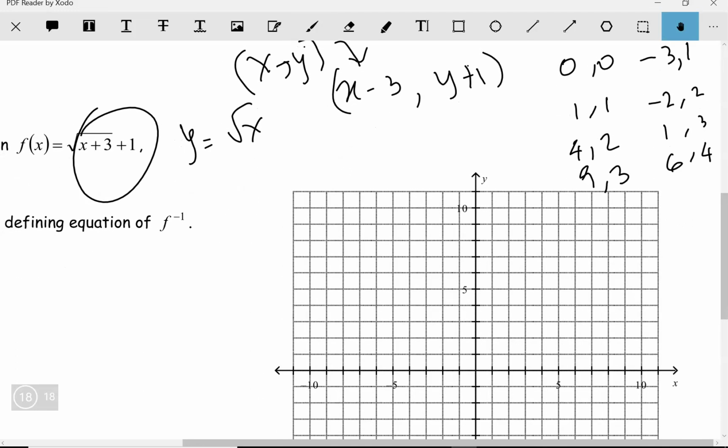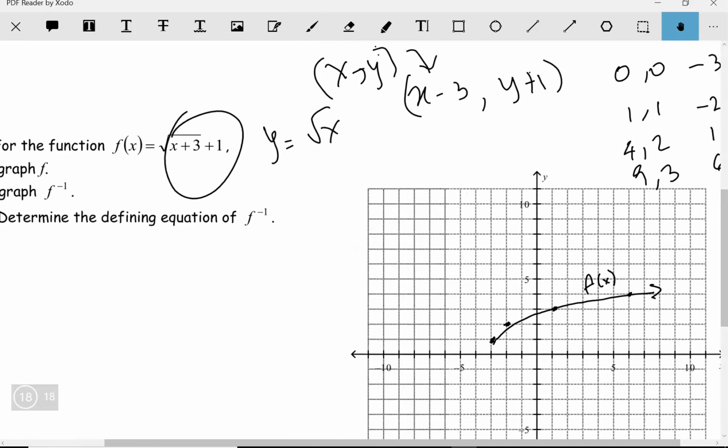But okay, so let's graph these points. -3, 1; -2, 2; 1, 3... something feels fishy here. Oh, -2, 2, and 1, 3, there we go, that's better, and 6, 4. Okay, that looks more like a square root function now. That is my parent function f of x.